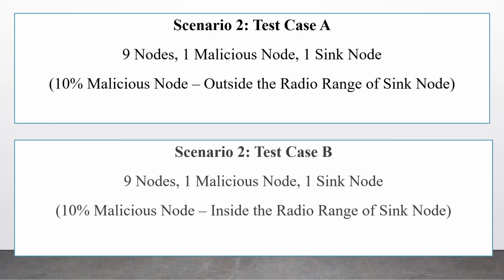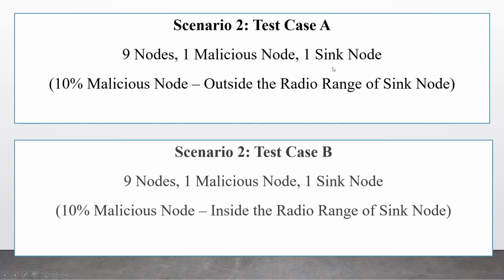Now I'm going to scenario 2. In scenario 2, we are going to have two test cases, test case A and test case B. In test case A, I'm going to take 9 nodes. In the previous one we had 10 nodes, but now I'm going to reduce one node. I will remove one node and make it a malicious node. That means 9 legitimate nodes and one malicious node. This malicious node is going to create a denial of service attack.